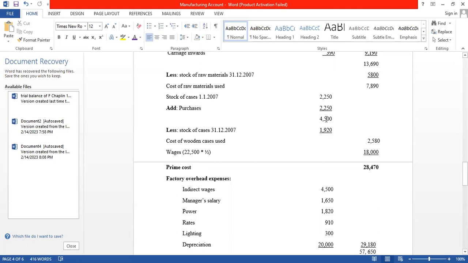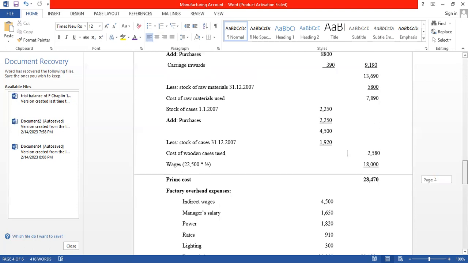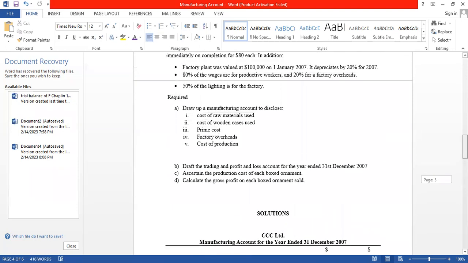So, in other words, after we did our calculations here, that's how we would have arrived at the cost of wooden cases used, which is $2,580. Scroll back up, cost of wooden cases used. See? In the question, it says required cost of wooden cases used. We already found the cost of raw materials, so this is the second thing, right? The third thing that we now will have to find is the prime cost.